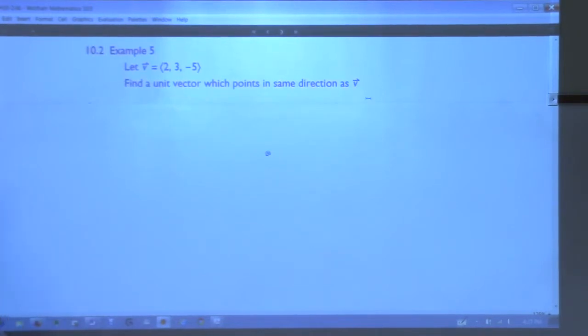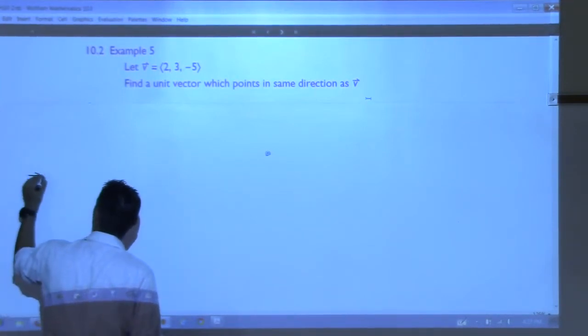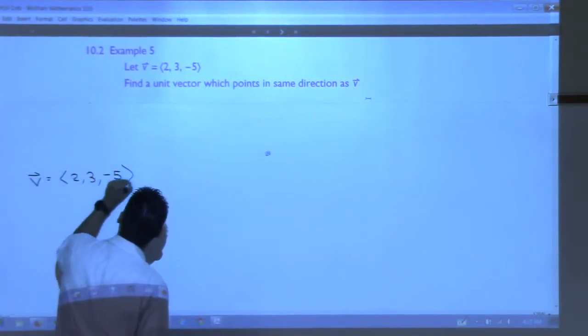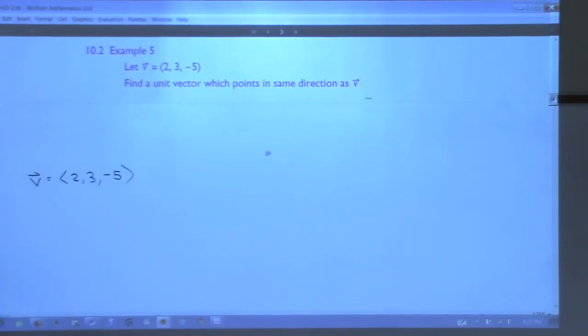Let's find the unit vector that points in the same direction as that vector v. So what would be my first step? I want to find a unit vector in the same direction as that one. Just find the length of that first. Okay? So the magnitude of that would be the square root of each of those squared, add them up. So 4 plus 9 plus 25, which is root, what is that, 38? Root 38.